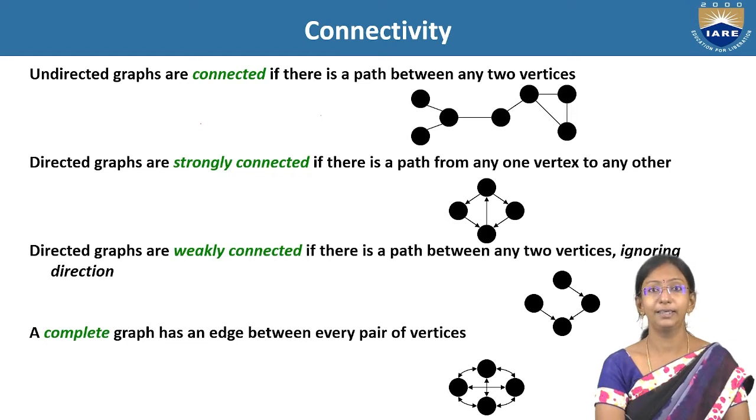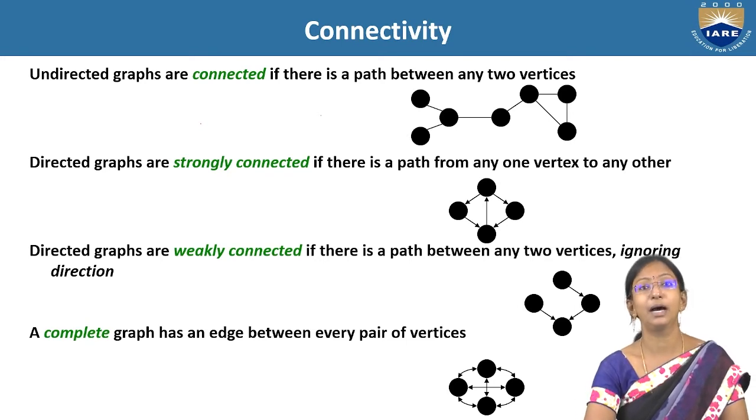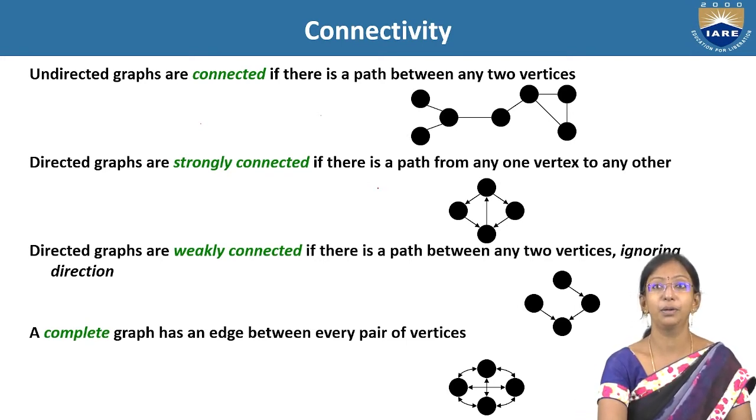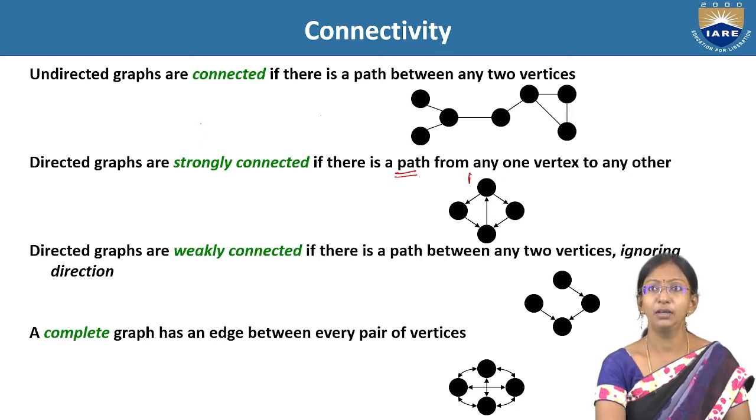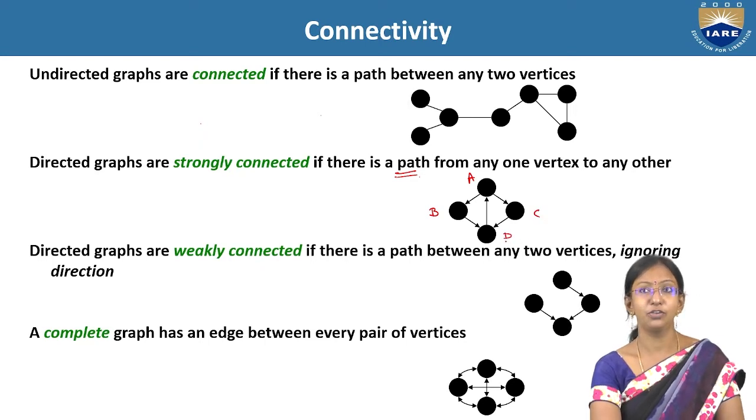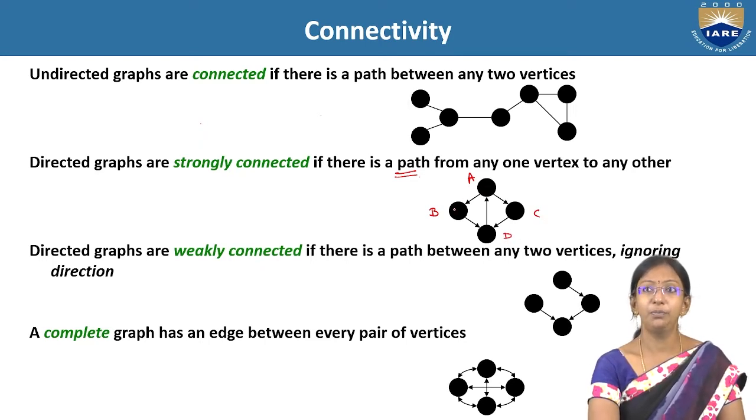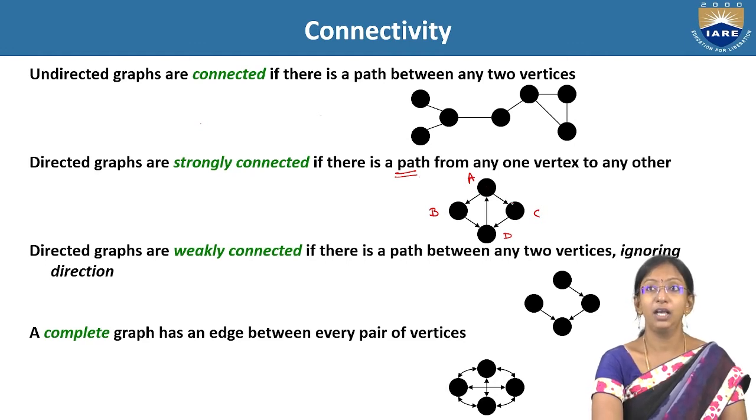We call a directed graph strongly connected if there is a path from any one vertex to another vertex. A path. Please remember, strongly connected tells us about a path, not an edge. So let me name these A, B, C, and D. Let us check. Is there a path between A and B? Yes, they share an edge. A and C, they share an edge. Coming to A and D, via B you have a path, or via C you have a path. So there is a path from A to all the remaining nodes.